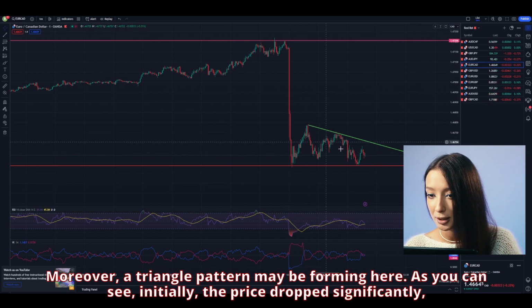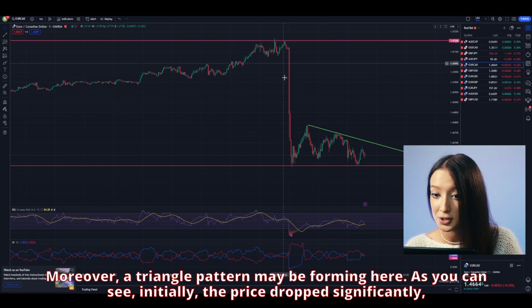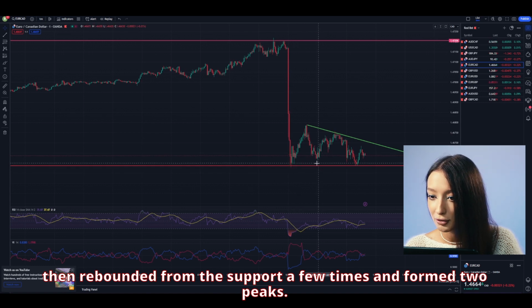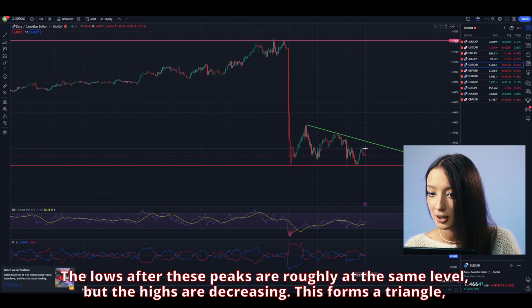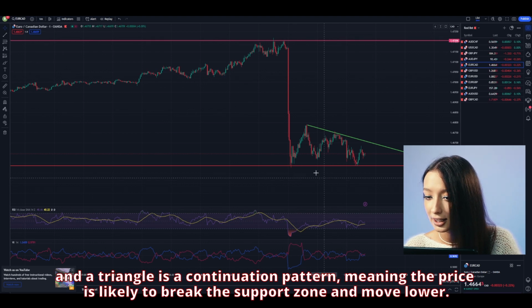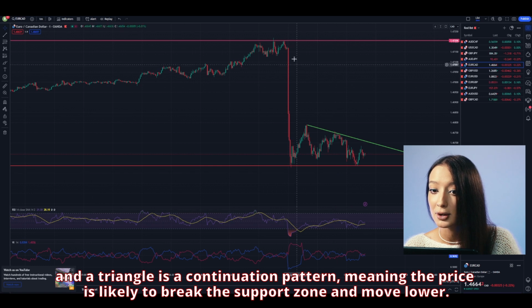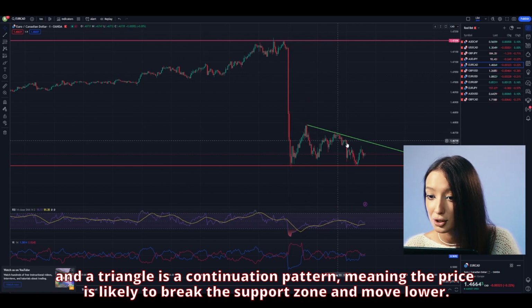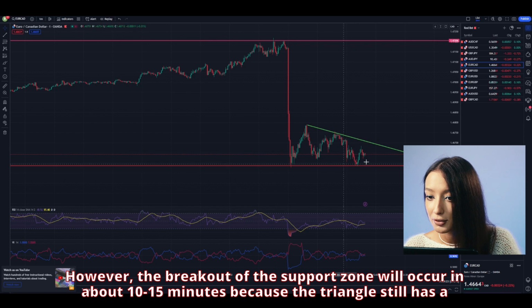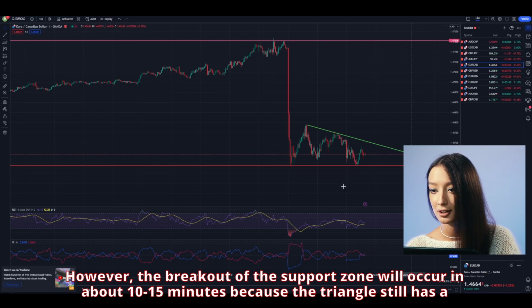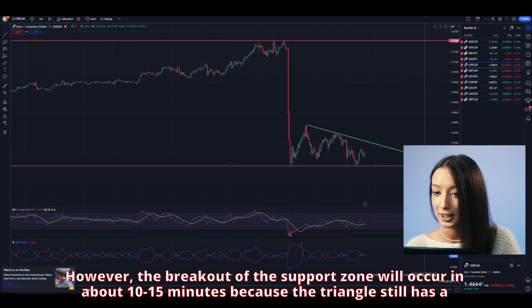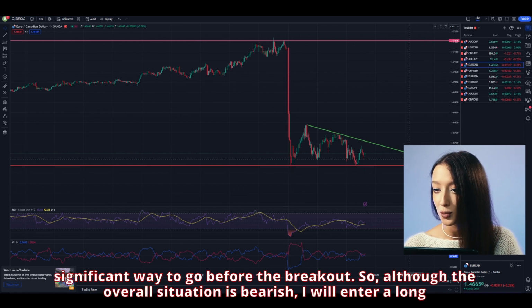Moreover, a triangle pattern may be forming here. As you can see, initially the price dropped significantly, then rebounded from the support a few times and formed two peaks. The lows after these peaks are roughly at the same level, but the highs are decreasing. This forms a triangle, and the triangle is a continuation pattern, meaning the price is likely to break the support zone and move lower. However, the breakout of the support zone will occur in about 10-15 minutes because the triangle still has a significant way to go before the breakout.